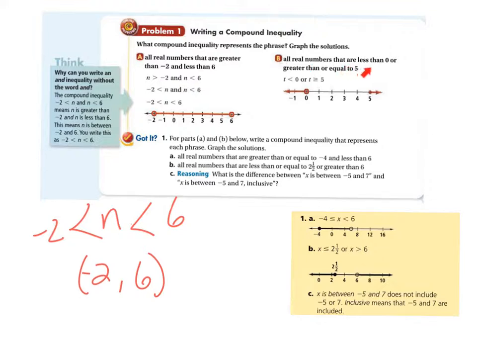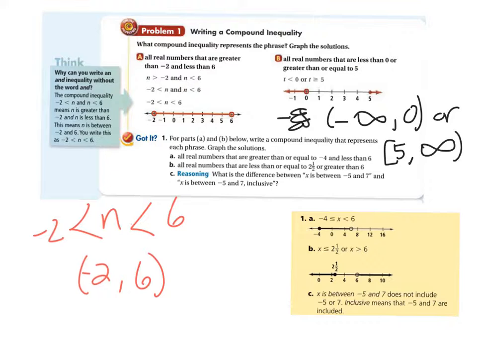With B, all real numbers that are less than 0 or, notice, or greater than or equal to 5. Again, notice it's a disjoint set. There's no overlap, so we have that or piece going on. So less than 0, greater than or equal to 5, so filled in dot there. And this is where we would write that if we did interval notation: negative infinity, all the way up to 0, 0 not included, and you would write or, and then you'd put 5 is included all the way to infinity. Okay? So to kind of practice that interval notation.